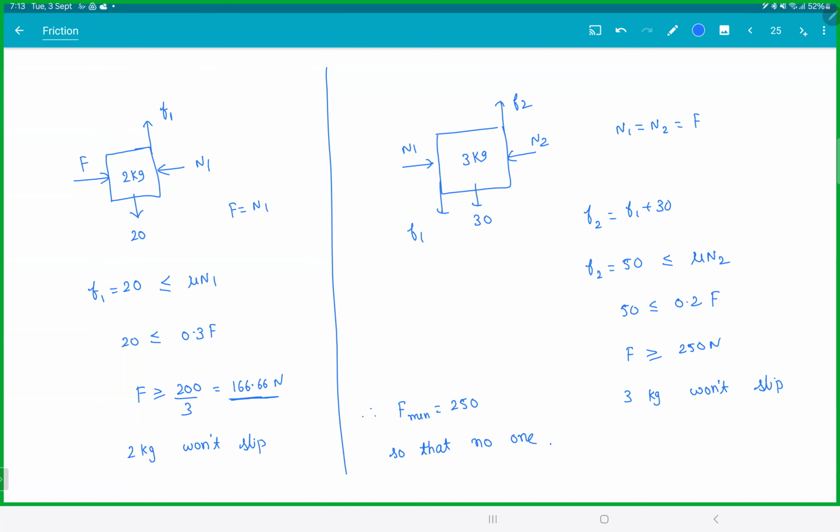What if I give 200? If I give 200, the 2 kg won't slip, but the 3 kg will slide, right? So they can ask questions like that also.